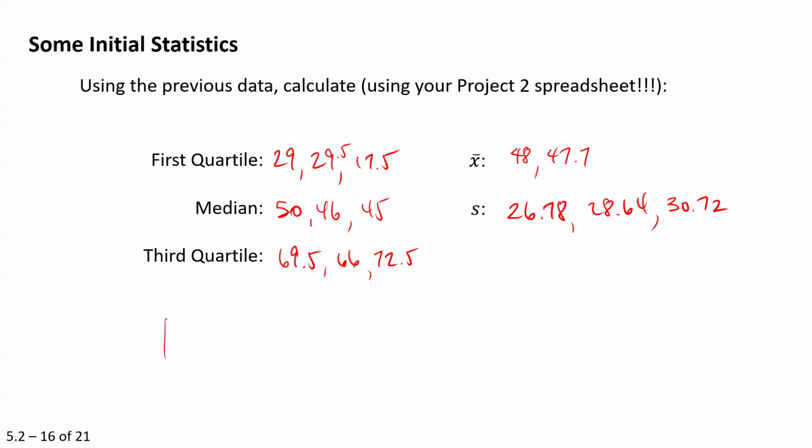In fact, if we were considering this theoretically using classical physics, classical probability, what should the mean be? 50. And what should the median be? Also 50. Yeah. What should the first quartile be? 25. And the third quartile? So 75.